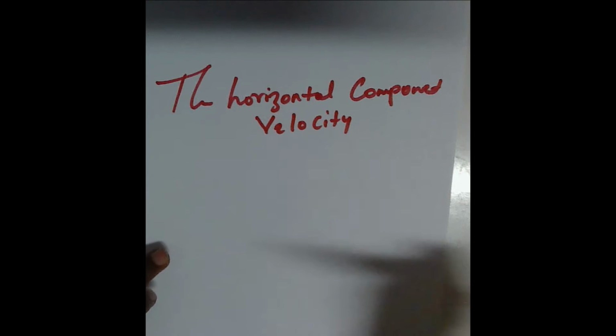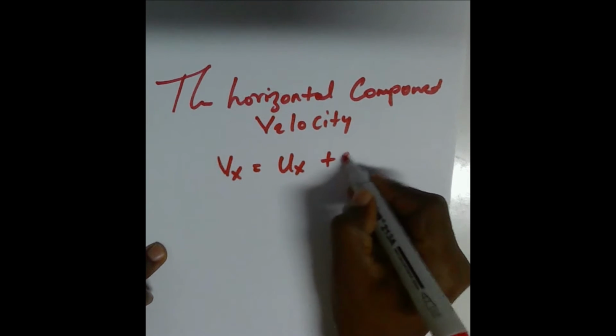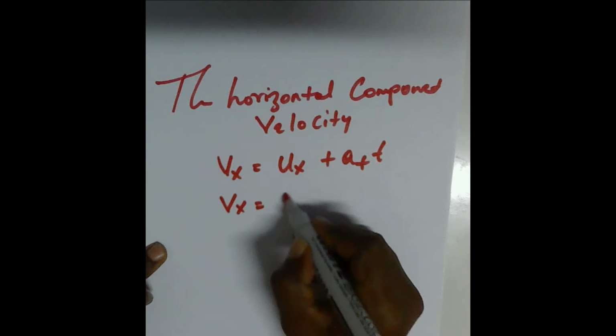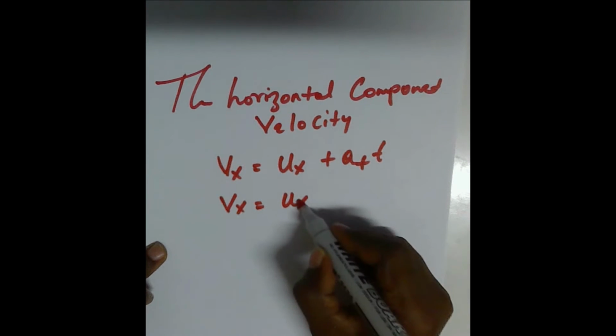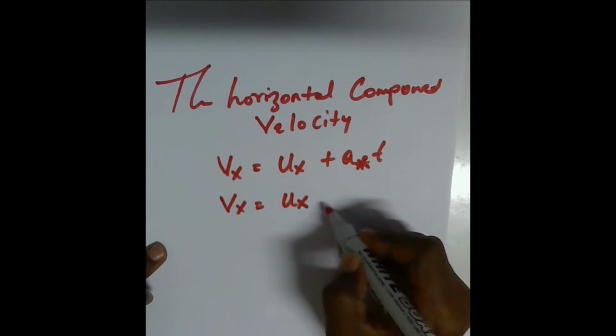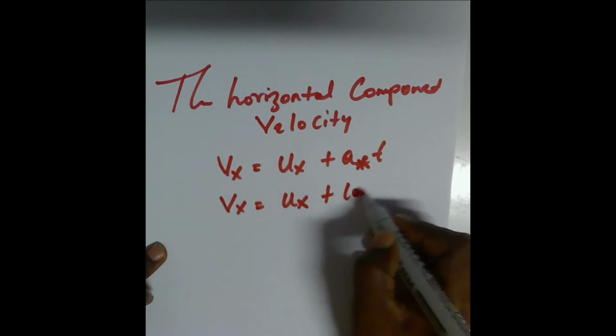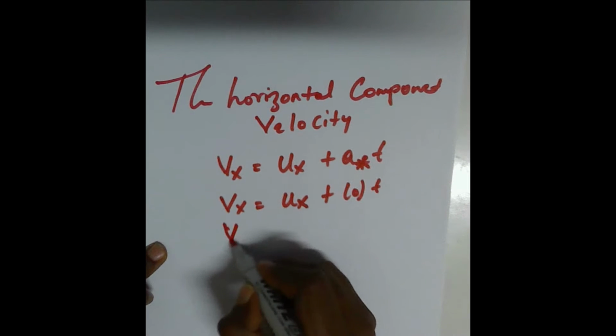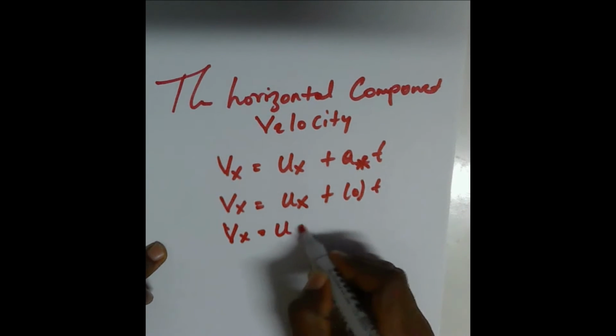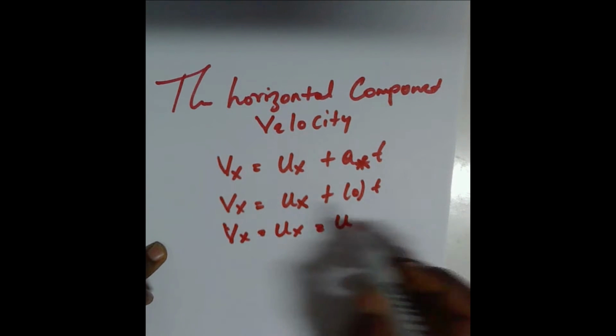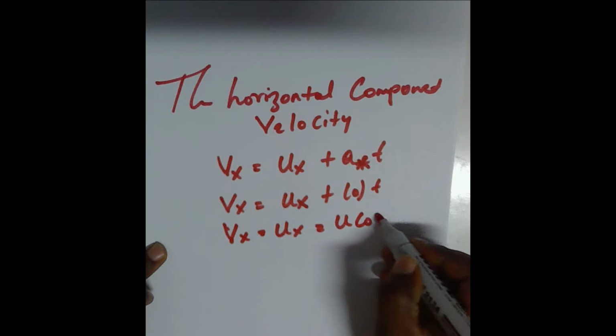Having this in mind, now let's see the horizontal component of velocity, where vx is equal to ux plus ax multiplied by t. Vx is equal to ux plus ax, which is 0, multiplied by t, so the horizontal component is simply equal to u multiplied by cos theta.